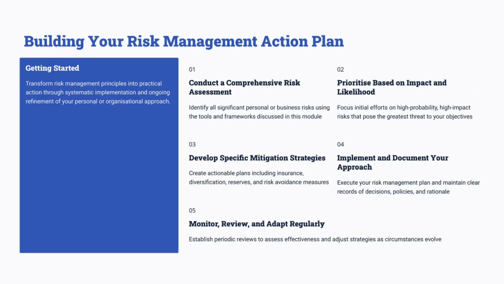Begin by conducting a comprehensive risk assessment to identify significant risks. Prioritize these based on their impact and likelihood, focusing on high probability, high impact threats. Develop specific mitigation strategies such as insurance and diversification. Implement and document your approach, maintaining clear records. Regularly monitor, review, and adapt your strategies to ensure ongoing effectiveness.